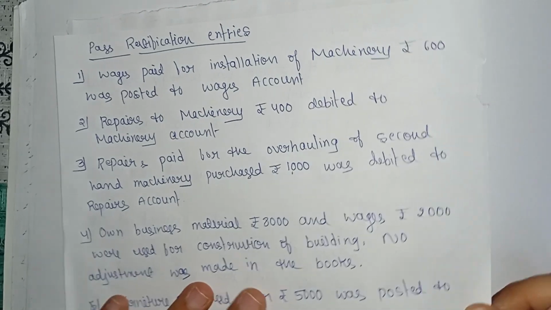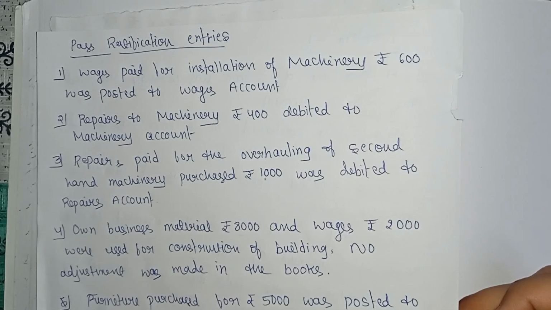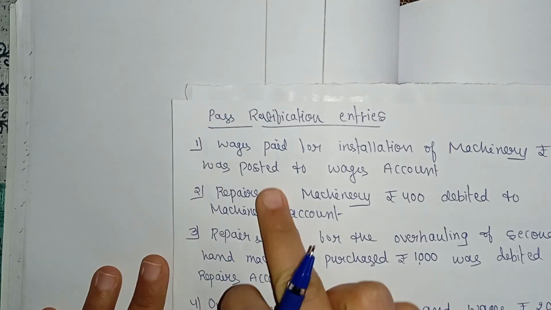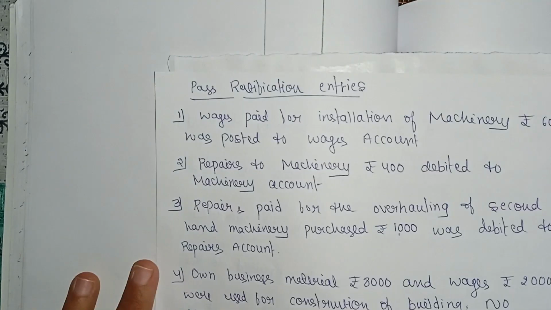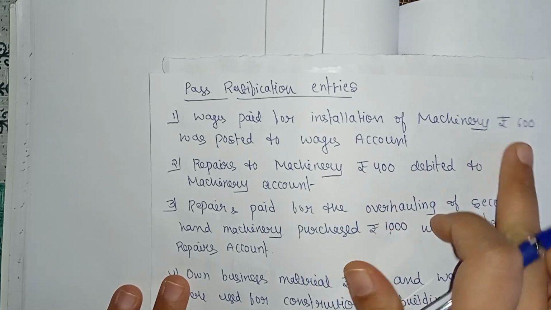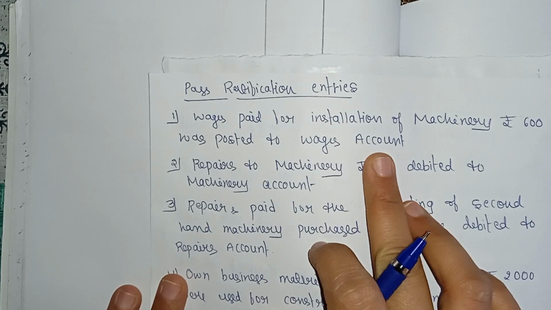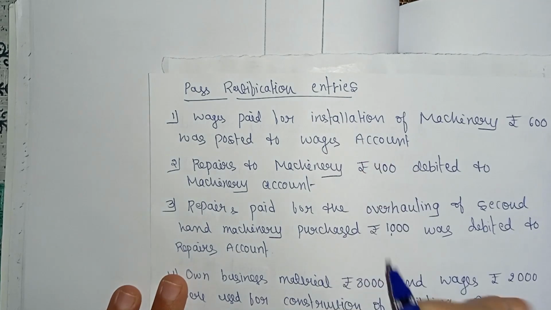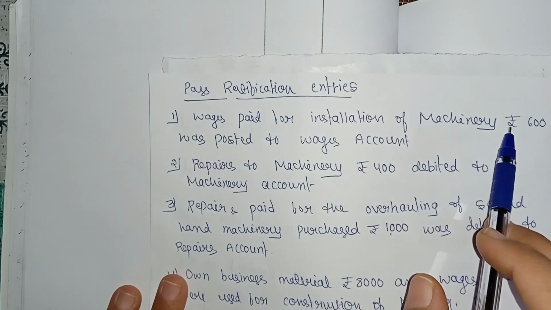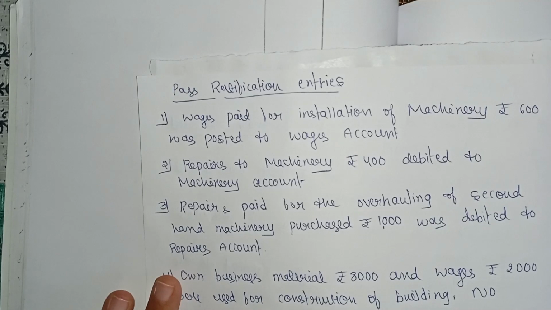Hello everyone. In today's class, I am going to solve one more problem of rectification. Okay, so let's see the problem. See here, first transaction. Wages paid for installation of machinery rupees 600 was posted to wages account. It means what here? Wages paid for the installation of machinery, that is rupees 600. It was posted to wages account.